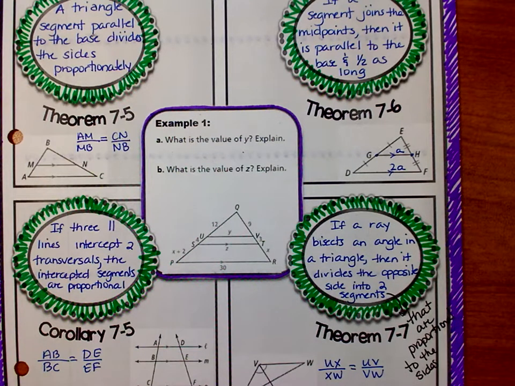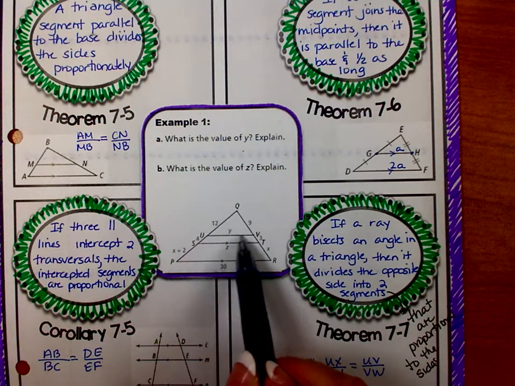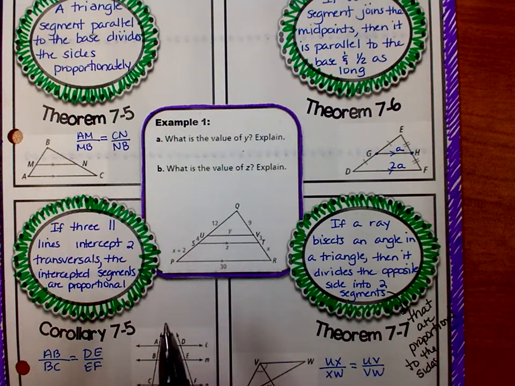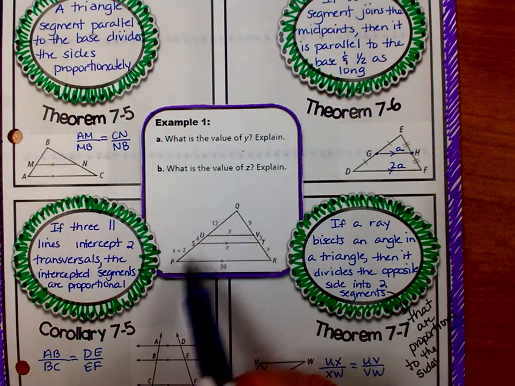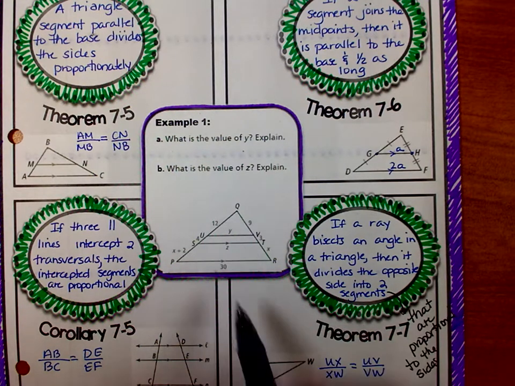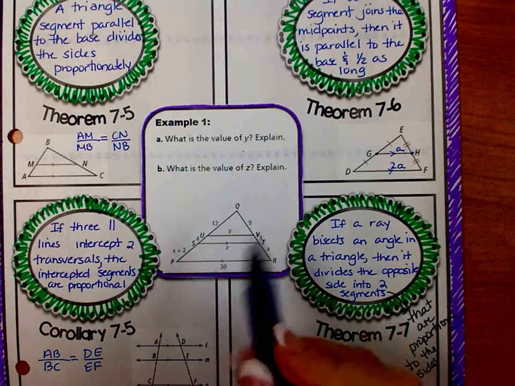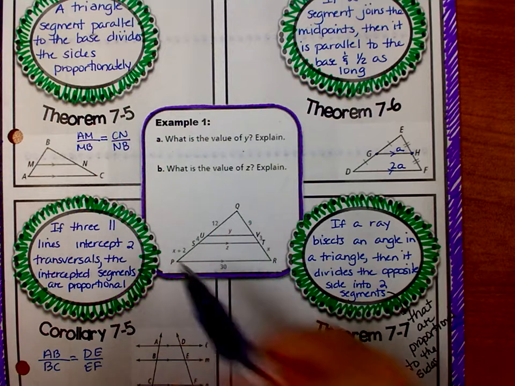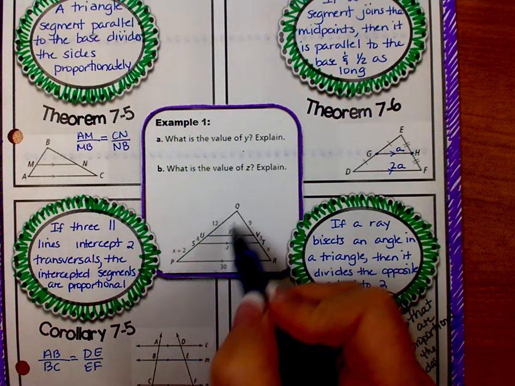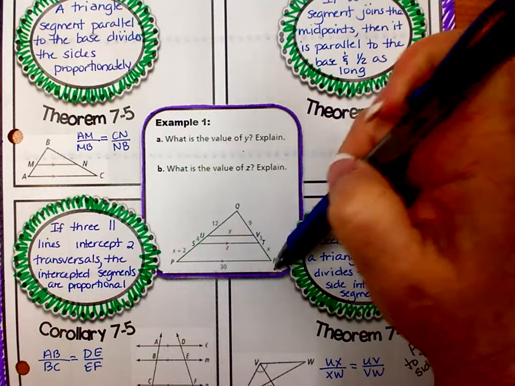In example 1, we want to find the value of y, which is right here. Now the only way that we can find that is if we can set up a proportion, or if this is the midsegment. If it's the midsegment, then it'll be half of 30. Now the only way to know if it's the midsegment is to find out if UP is half of QP and if VR is half of QR.